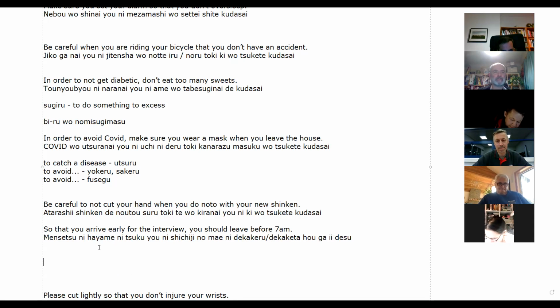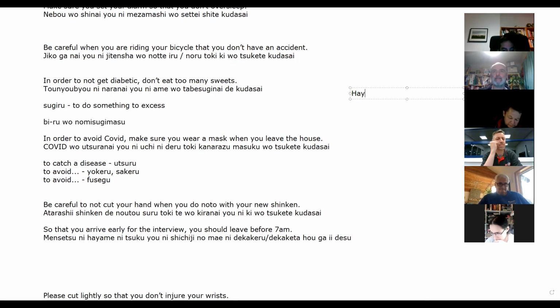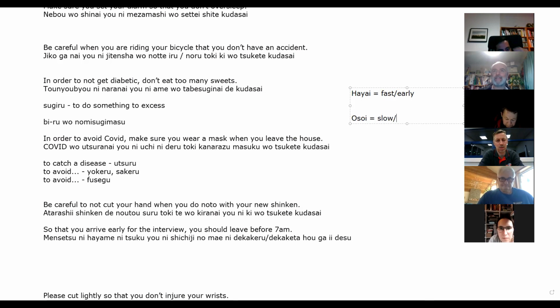So let's just quickly look at this a second. Let's create another little box over here. So hayai and osoi. Hayai means both fast and early. Osoi means both slow and late. But hayaku means quickly. Hayame ni means earlier. Early in the adverb form.